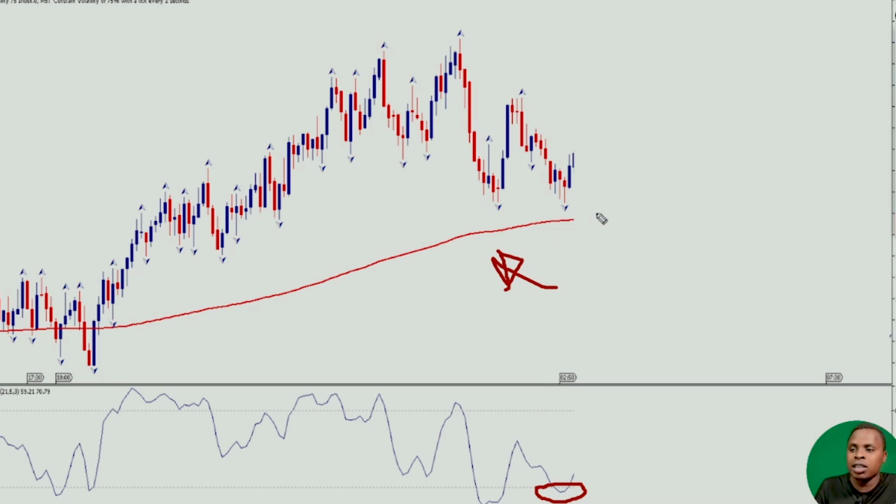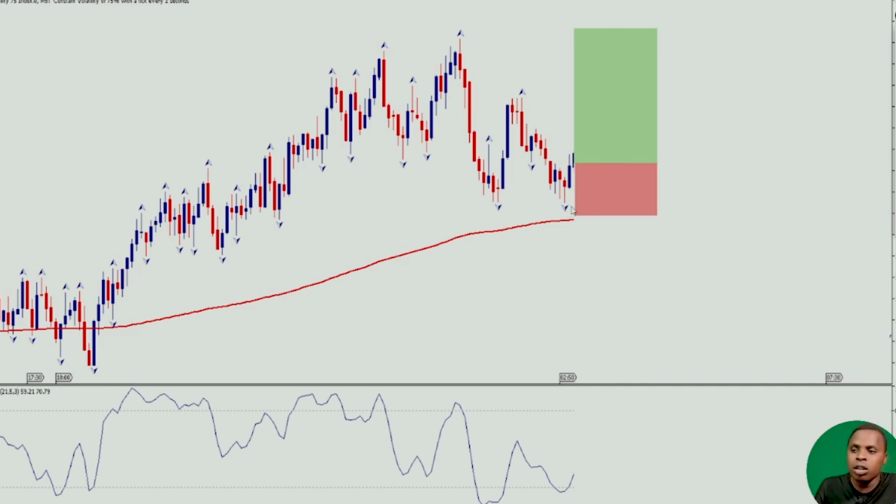A down fractal, or a fractal that is pointing to the downside, means we want to buy and go up, right? So here we are looking to buy at this point right here. The next thing that we do is we place our buy trades. The stop loss should be below that fractal, right?